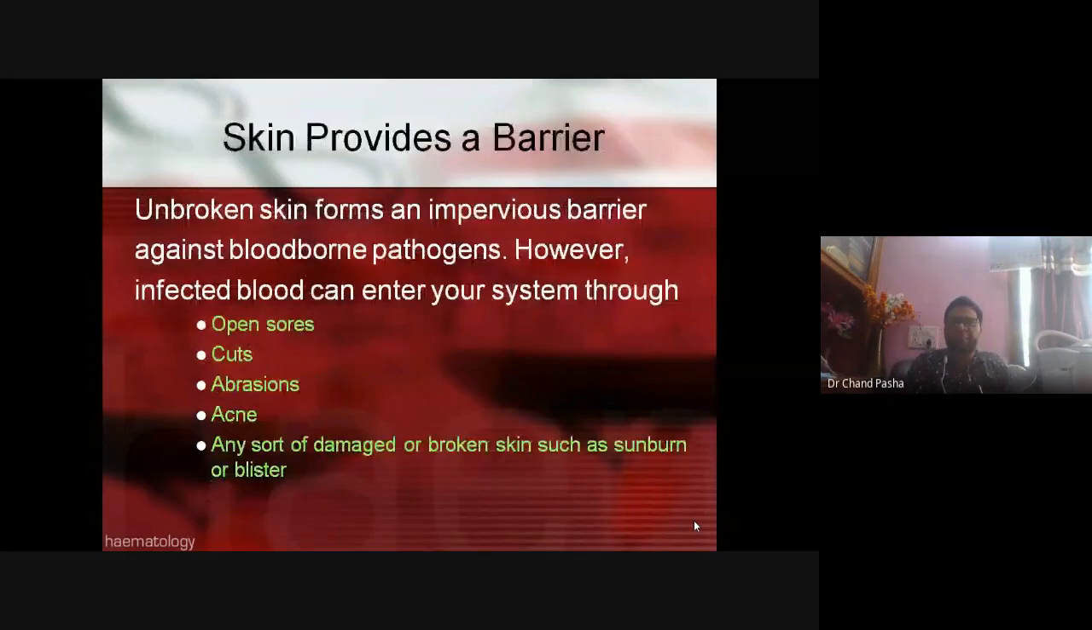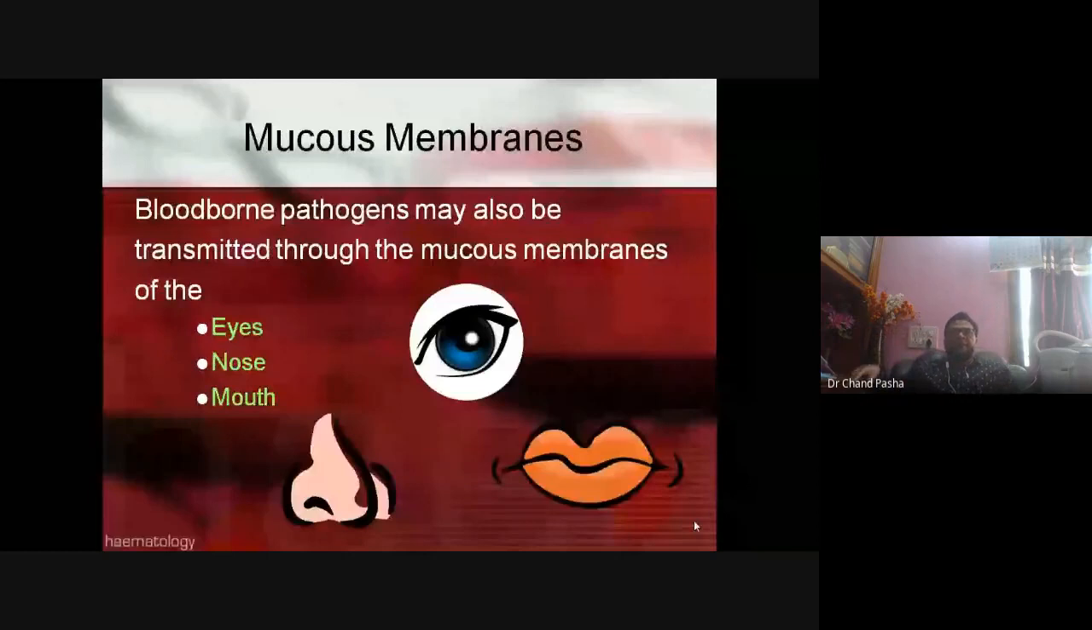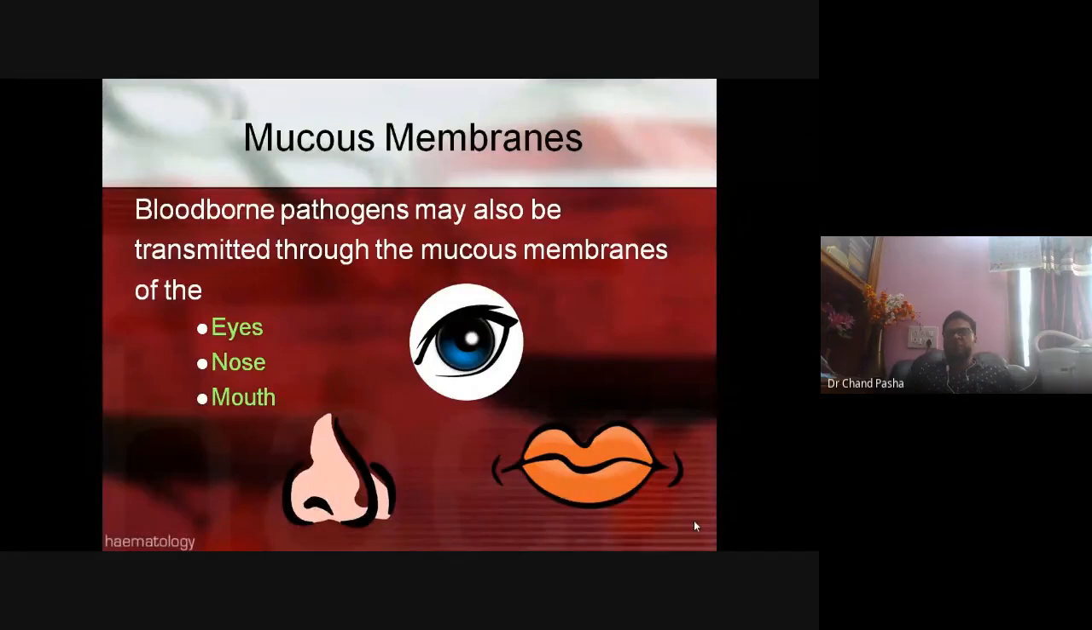And skin provides a barrier. Actually, skin does not allow causative agents to enter. But open sores, cuts, abrasions, acne, or any sort of damage to the skin leads to the transfer of blood-borne diseases. And mucous membranes in the eyes, nose, and mouth are also susceptible to blood-borne pathogens.